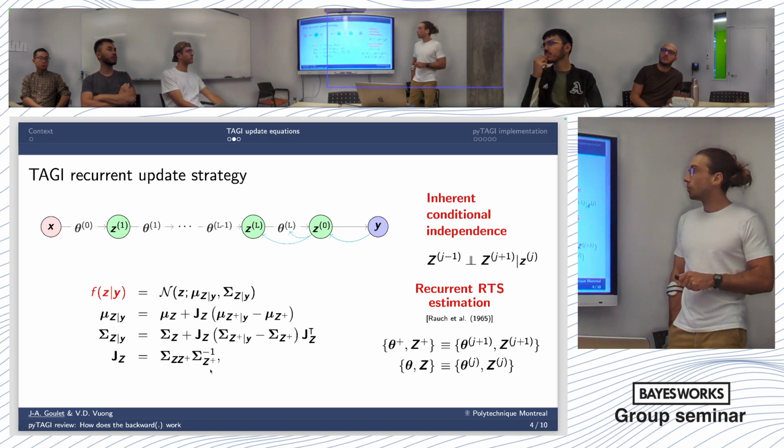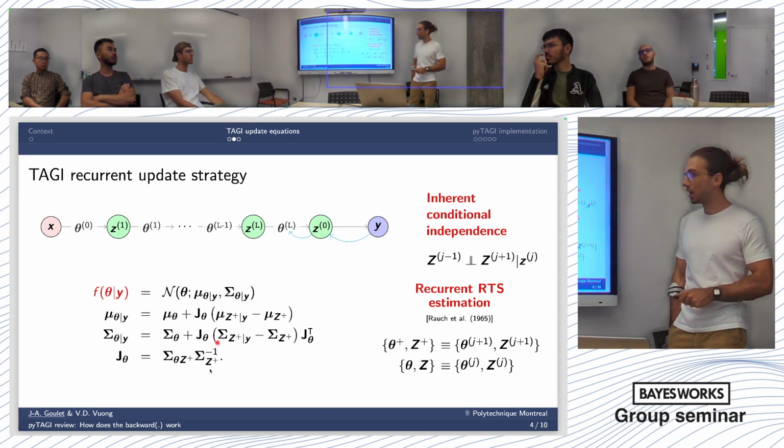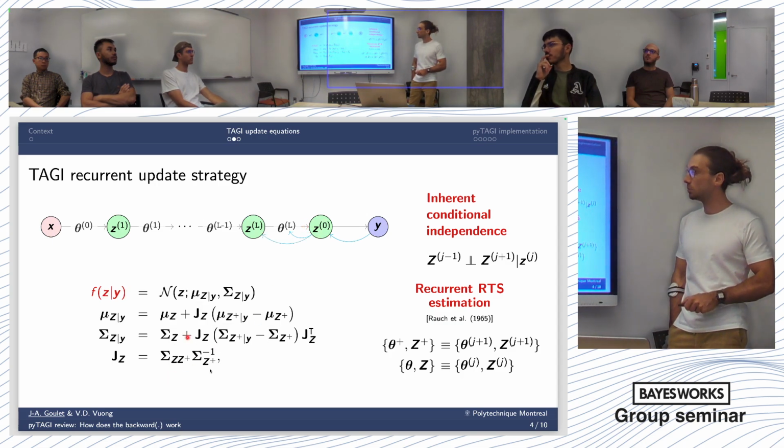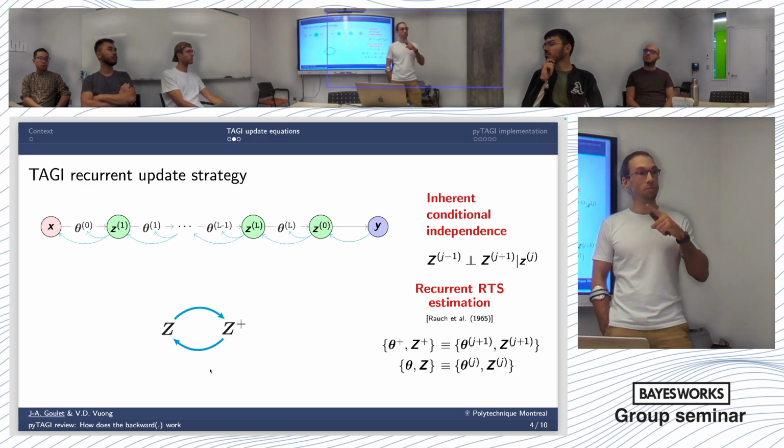We have the same thing now if we want to update not the parameter, but from hidden layer to hidden layer. The equations are almost the same, except that instead of being the covariance between theta and z plus, the parameter and the parameter we want to fetch information from, it's the covariance between the layer we want to update and the layer we want to fetch information from.